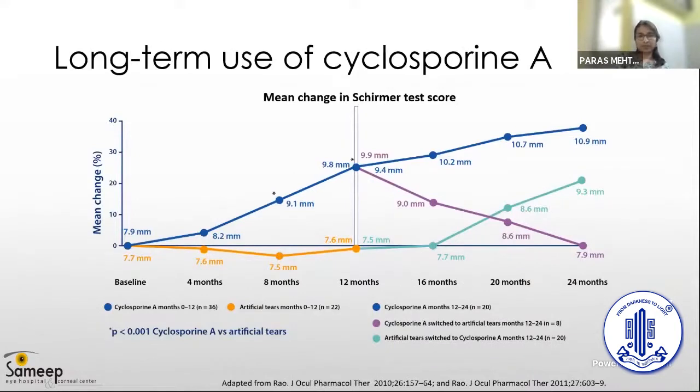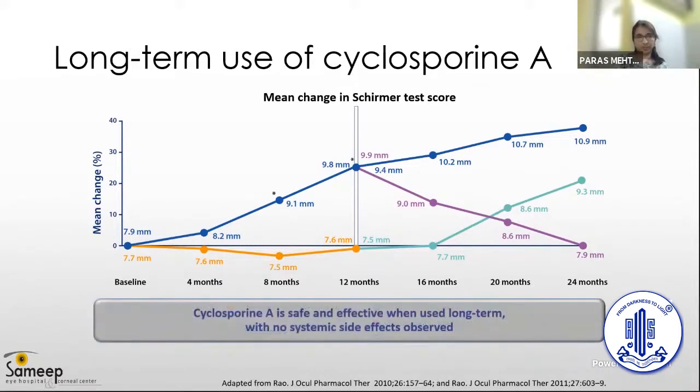Next. People have used it long term, for 1 year to 2 years, where they used 2 different arms, starting with topical lubricants and cyclosporine A. Cyclosporine A definitely helped in improving the symptoms and Schirmer test score. And they replaced it with lubricant at the end of 1 year. Then obviously the test score decreased, and when the lubricants were replaced with cyclosporine A, again there was an improvement in the Schirmer test score. So again, it establishes that cyclosporine A has a significant anti-inflammatory role in dry eye disease management.